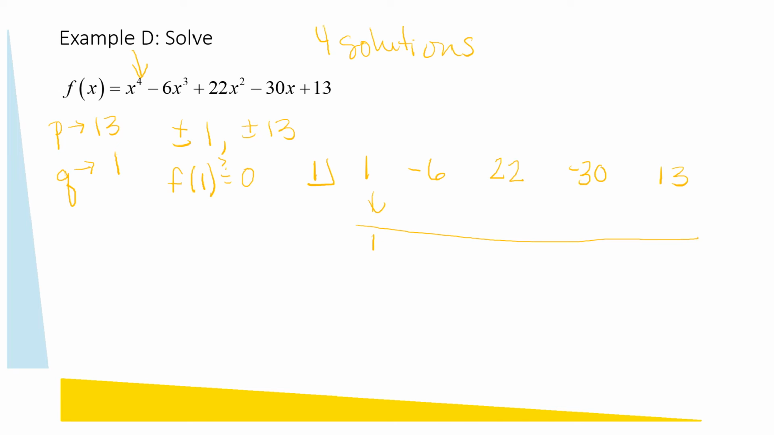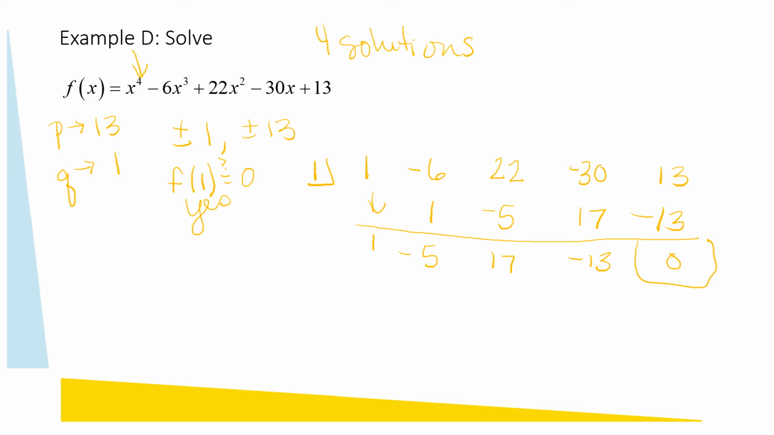1 times 1 is 1. -6 plus 1 is -5. -5 times 1 is -5. 22 minus 5 is 17. 17 times 1 is 17. -30 plus 17 is -13. -13 times 1 is -13, which does give us a 0. So we're going to say yes, f of 1 is 0.